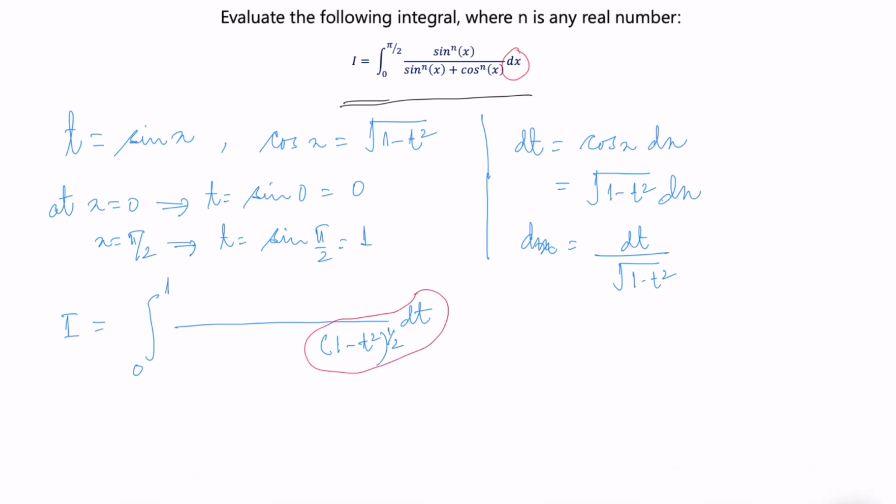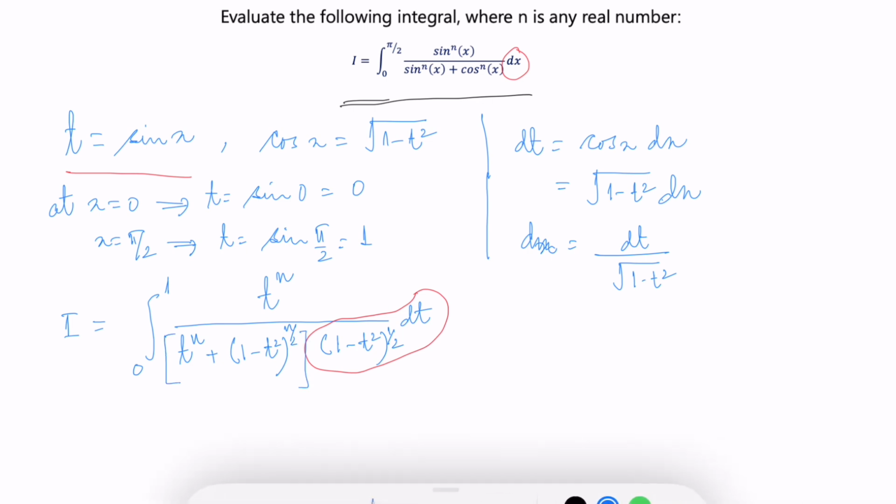Now I have to write the other pieces here, the numerator sine to the power n x. I know t is sine x, so sine to the power n x simply becomes t power n. And then I have t power n again, plus cos x, which is 1 minus t square to the power half, and then it's to the power n by 2. And then this whole thing is multiplied by what I wrote earlier, right? So let me remove this piece here. So essentially, this is my integral.